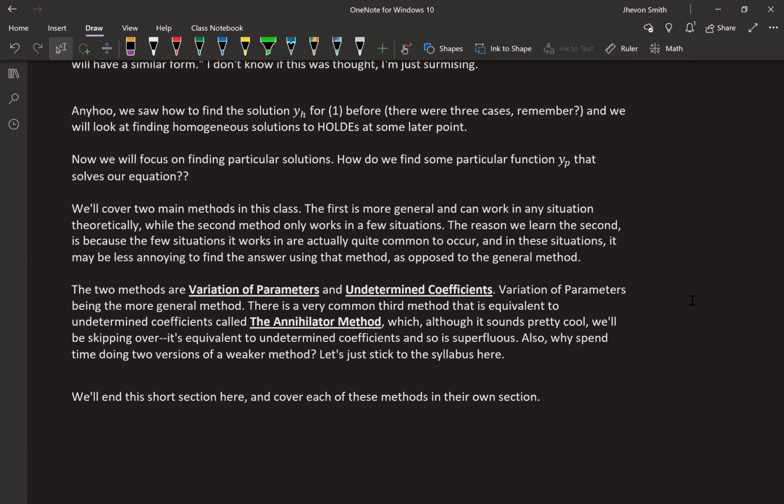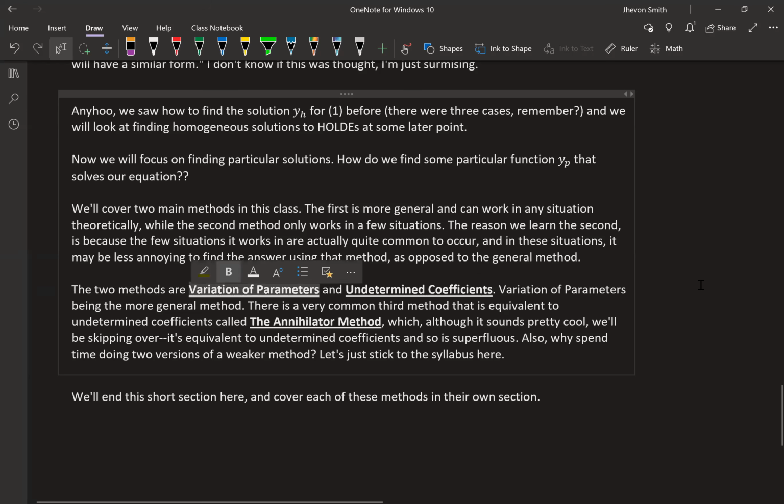We are not going to cover the annihilator method because it's really equivalent to the undetermined coefficients method. We generally only cover variation of parameters and undetermined coefficients in this class, and that's what we're going to cover next time. These are two methods for finding the particular solution. Tomorrow, we're going to start out by talking about variation of parameters, and it's going to be a lot more linear algebra.